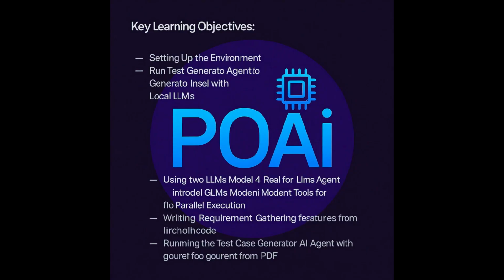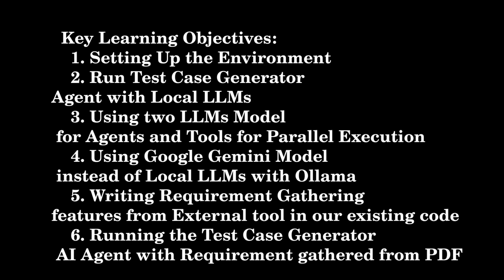Key learning objectives. 1. Setting up the environment. 2. Run test case generator agent with local LLMs. 3. Using 2 LLM models for agents and tools for parallel execution. 4. Using Google Gemini model instead of local LLMs with Ollama. 5. Writing requirement gathering features from external tool in our existing code. 6. Running the test case generator AI agent with requirements gathered from PDF.